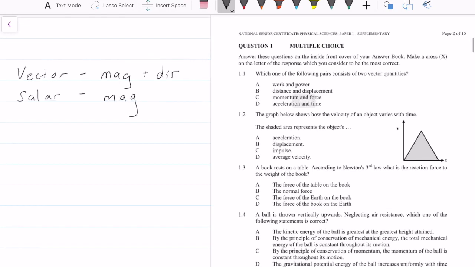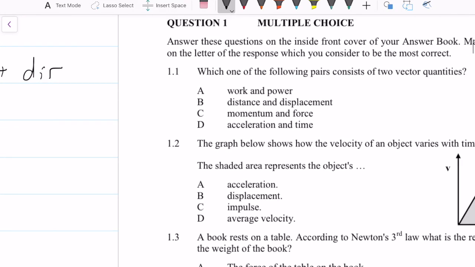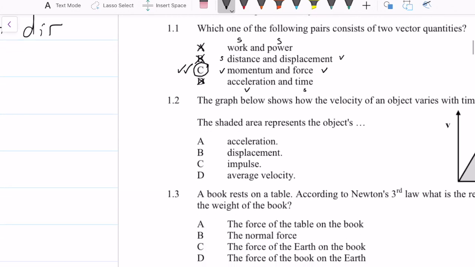So let's go through our options. Work and power, both of these are scalar. So therefore we can't have A as an option. Let's try distance and displacement. Distance is a scalar, while displacement is a vector. So once again, this can't be our answer. Momentum is a vector and force is a vector. Therefore C would be the correct answer. If we look at the last option, we have acceleration, which is a vector, and we have time, which is a scalar. So we can see that C is the only correct answer.